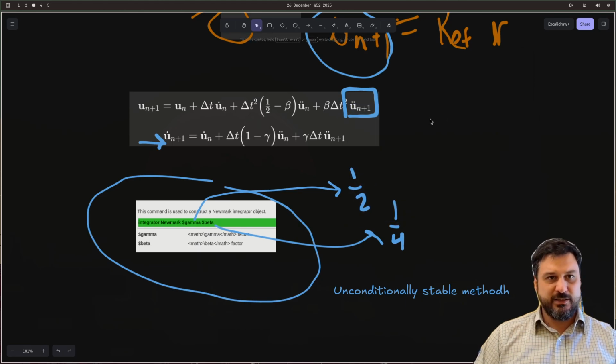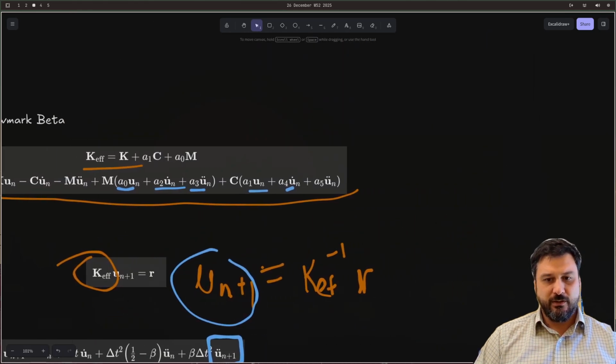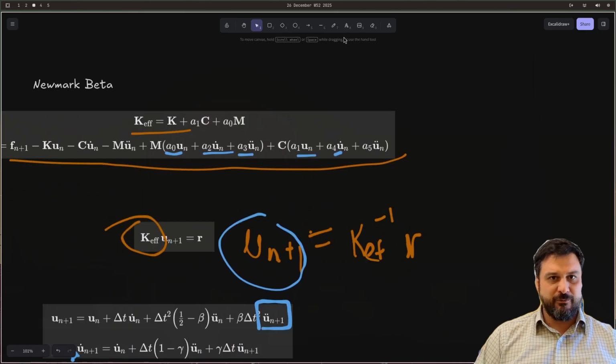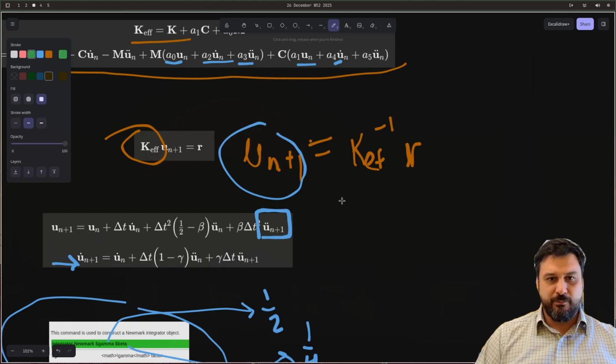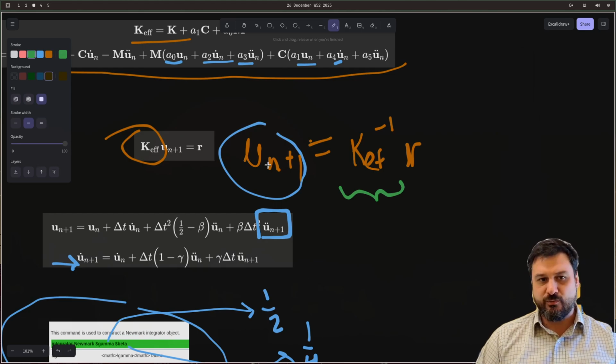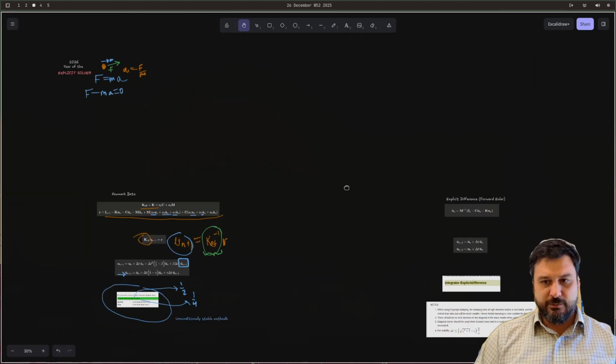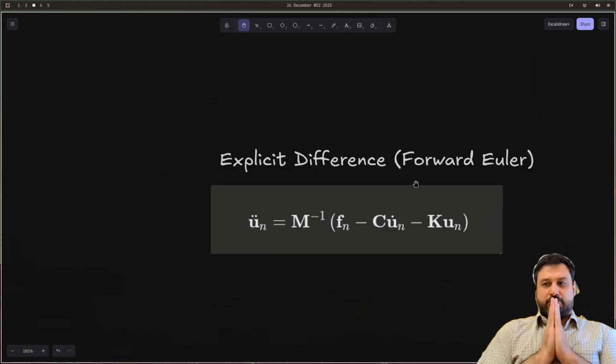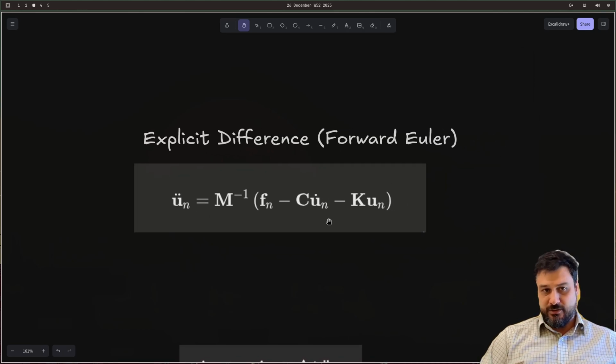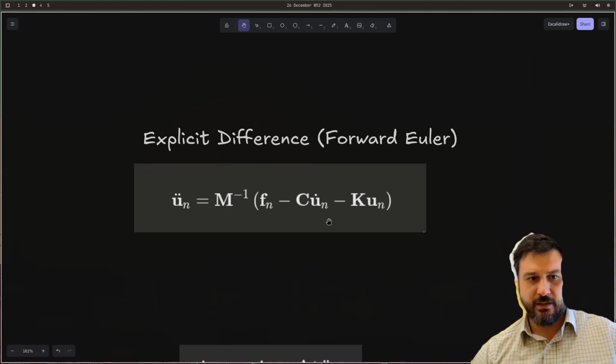But what's an explicit solver? Before I go there, the computational burden of this is doing this inverse over here, because we don't compute inverses. We solve the system of equations typically, but this is costly for a huge model. This just grows in computational time insanely. What's the explicit method? One of the methods implemented in OpenSees is the explicit difference. There's another one, the central difference, which is different.